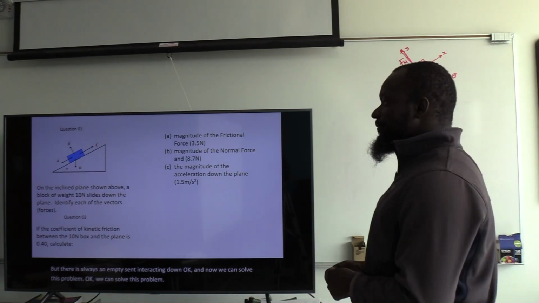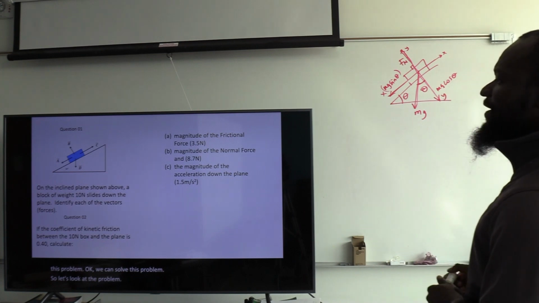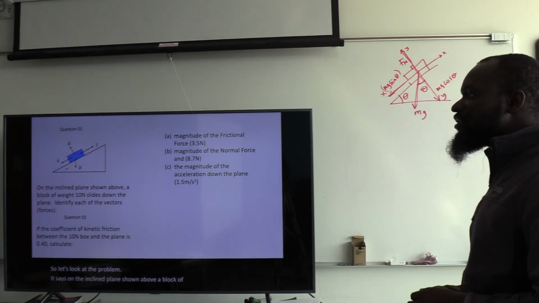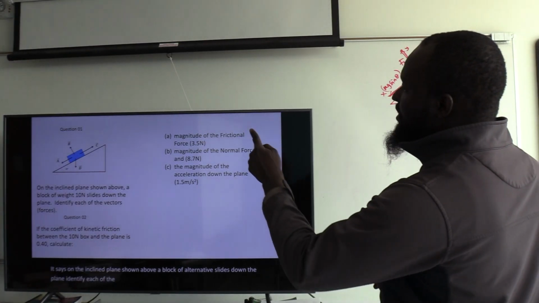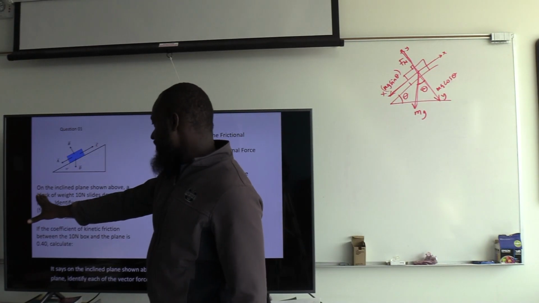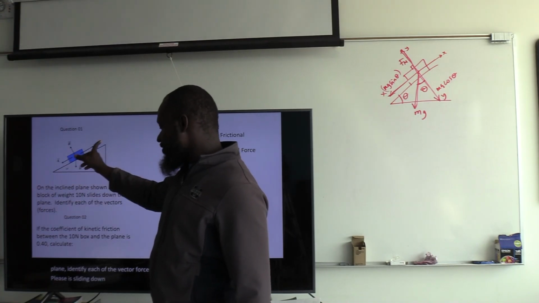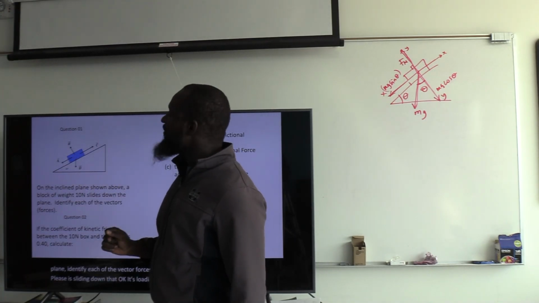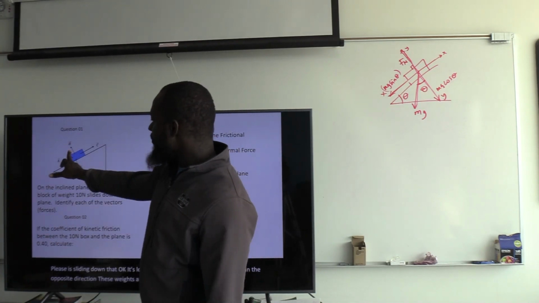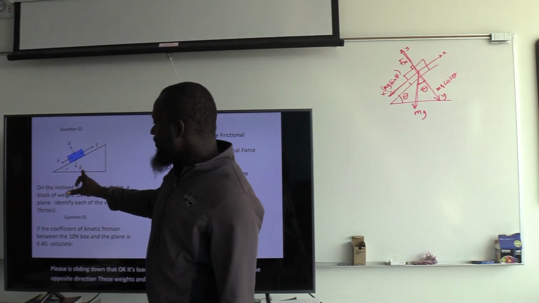So let's look at the problem. It says, on the inclined plane shown above, a block of weight 10 Newton slides down the plane. Identify each of the vector forces. So the block is sliding down. So C is going to be friction in the opposite direction. D is weight and B is normal force. Normal force B, friction C, weight D.